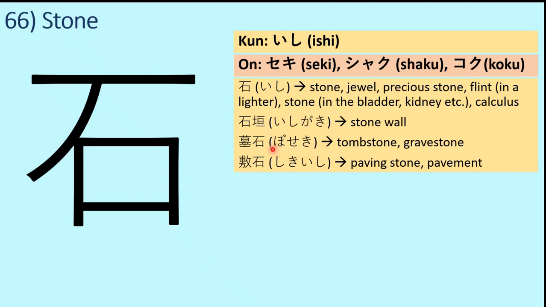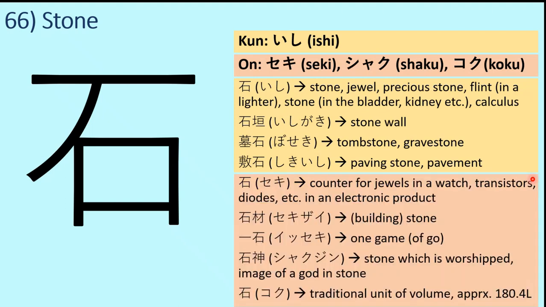Boseki means tombstone or a gravestone. Then we have shiki ishi, which means paving stone or a pavement. So these were usages in kunyomi. Now let's look at onyomi meanings. Seki, counter for jewels in a watch or transistors, diodes, etc. That is in an electronic product.